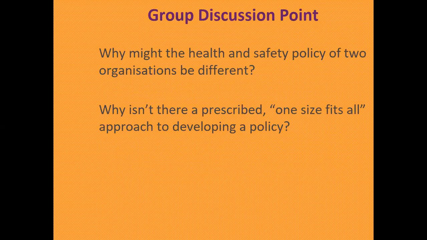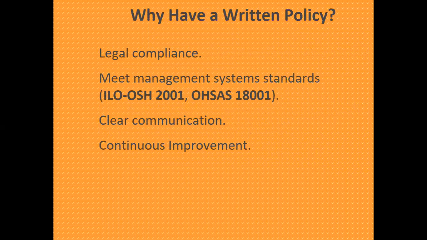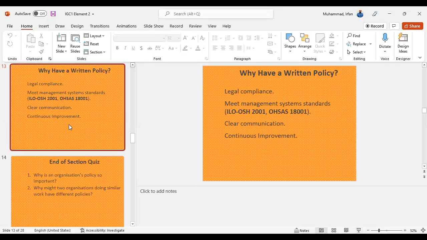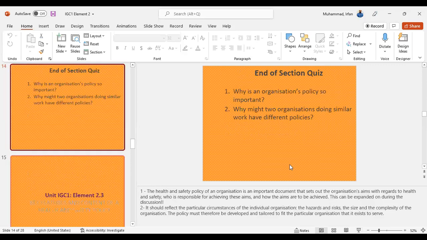Why might the health and safety policy of two organizations be different? Because of many reasons I have just mentioned, but let me explain again. The health and safety policy of an organization is an important document that sets out the organization's aims with regard to health and safety, their responsibilities, how they will achieve the aims, who is responsible to achieve them, and the nature of the work.